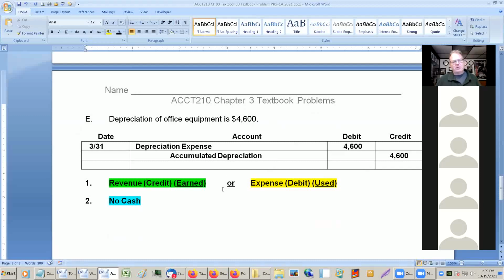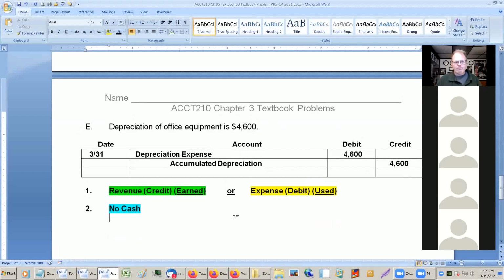Well, it was a textbook problem. And this accumulated depreciation is a contra account. You subtract it from whatever the equipment total would be. They don't tell us what the total amount of the office equipment is, but if they did, we would be able to see what the carrying value of that is. Questions on that?